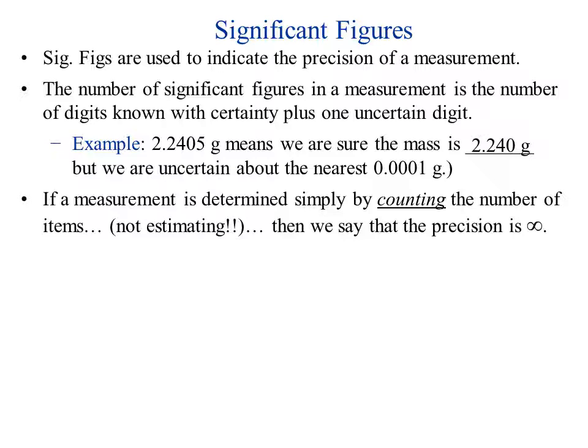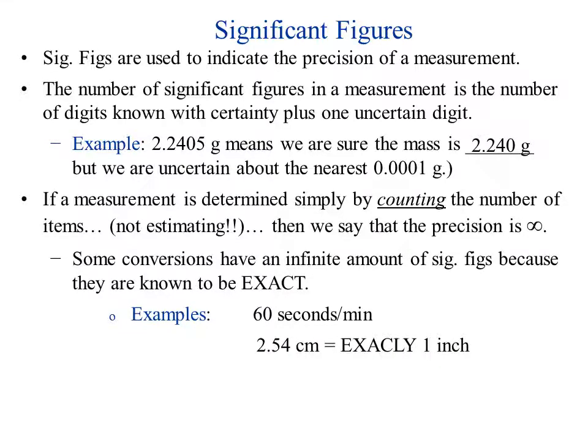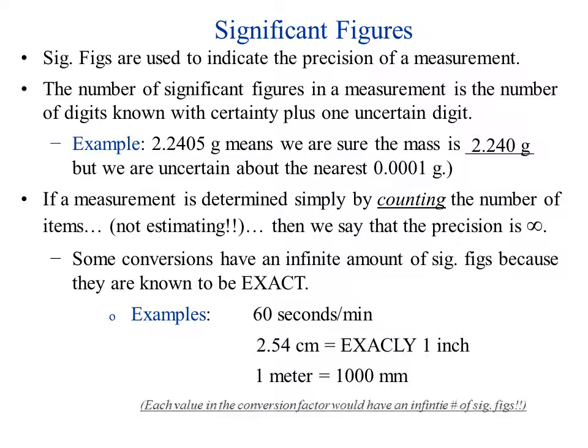So we say that the precision is an infinite amount of significant figures, or an infinite amount of precision. Some conversion factors have an infinite amount of sig figs because you know them exactly. They're not rounded off. For example, here's some that are known exactly. 60 seconds is exactly 1 minute. 2.54 centimeters happens to be exactly 1 inch. That is not rounded, though it looks like it is. It is not. 1 meter is exactly 1,000 millimeters.